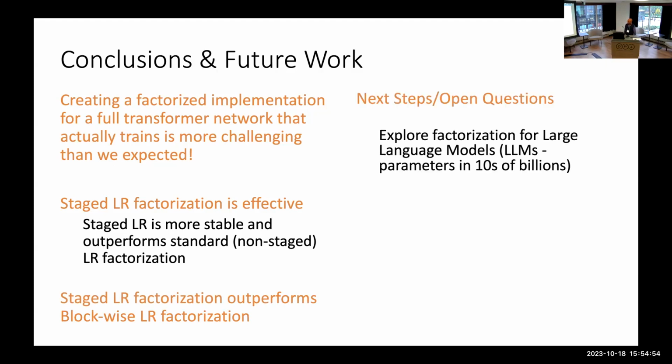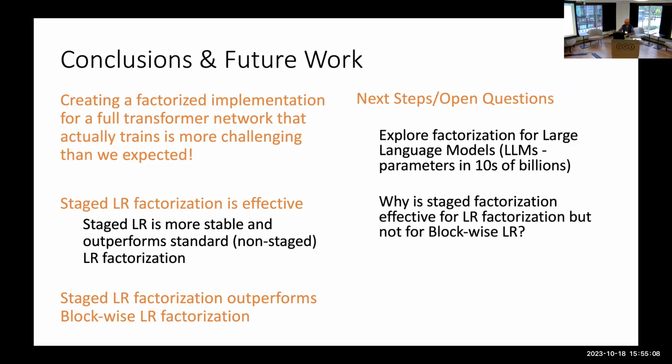So what are the next steps? Open questions. Clearly, extending this to larger models to see, do these trends still hold? Can we see the same kind of benefits here as we have seen for the BERT model? And try to understand why staged factorization is improving quite consistently for all those downstream tasks when we use the base LR factorization, but not when we do the blockwise LR.